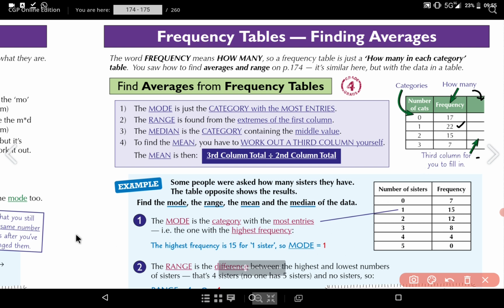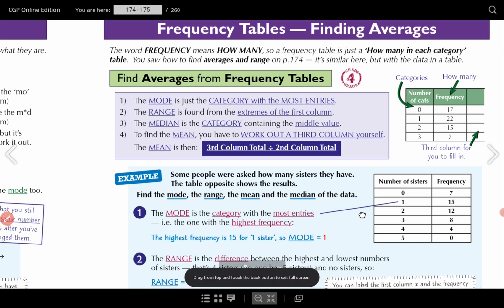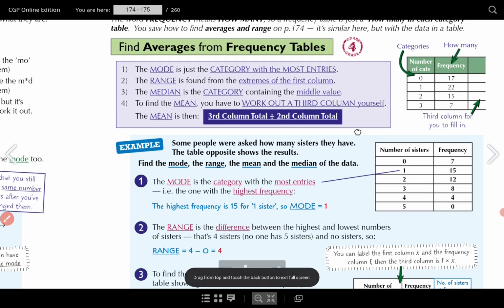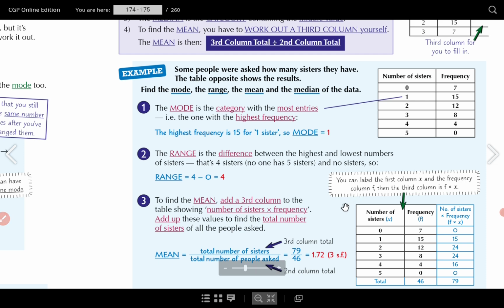This is pretty much easier, and this is what you should expect, at least in the exam. Some people were asked how many sisters they have. The table here shows the results. Find the mode, the range, the mean, and the median from the table.